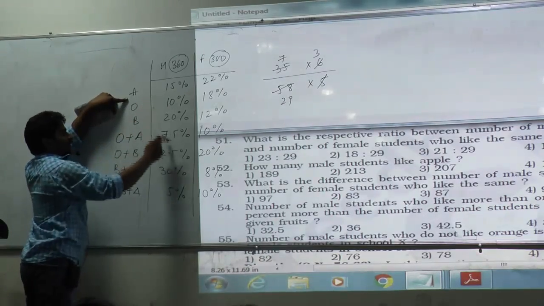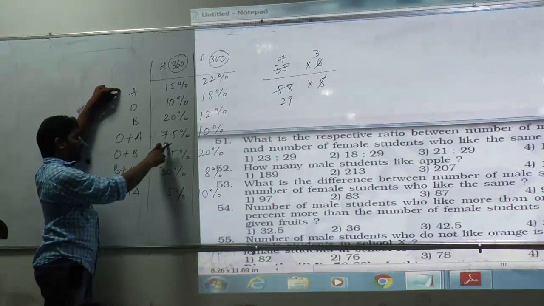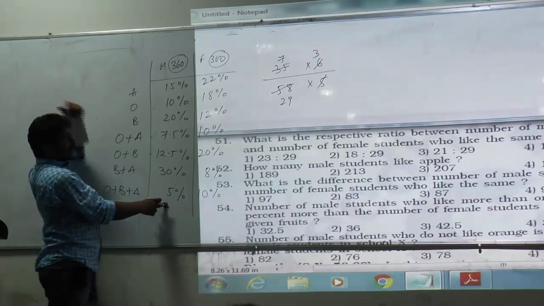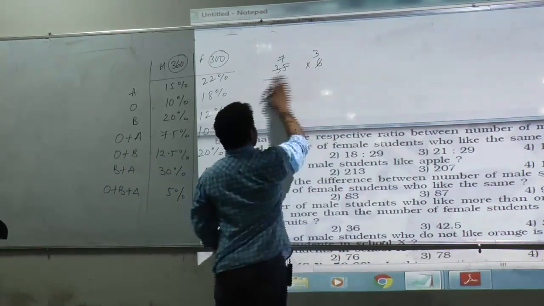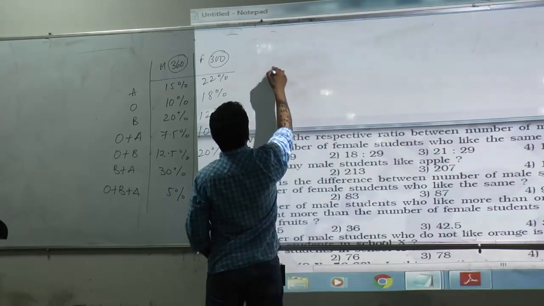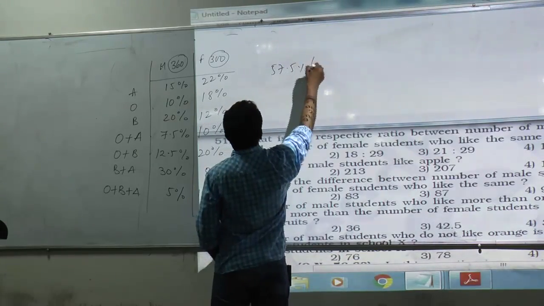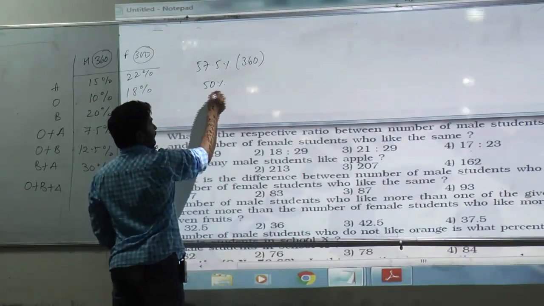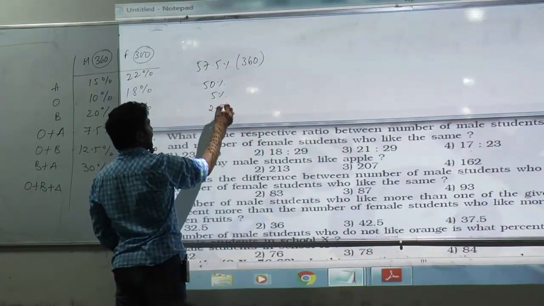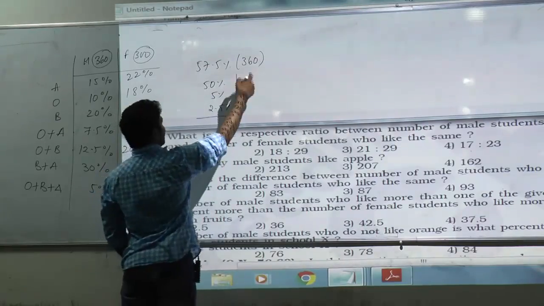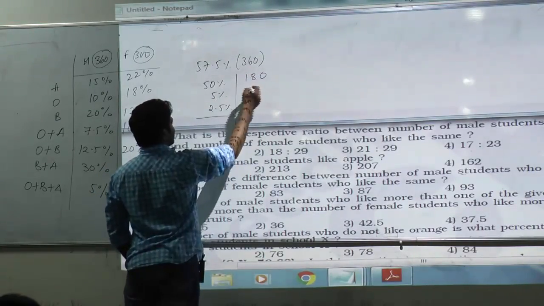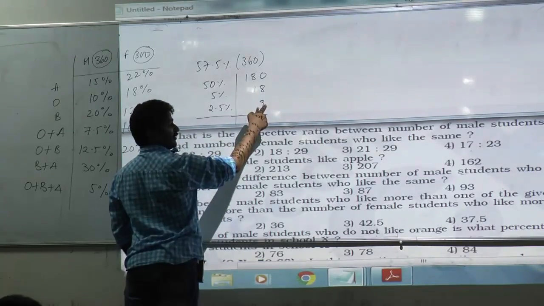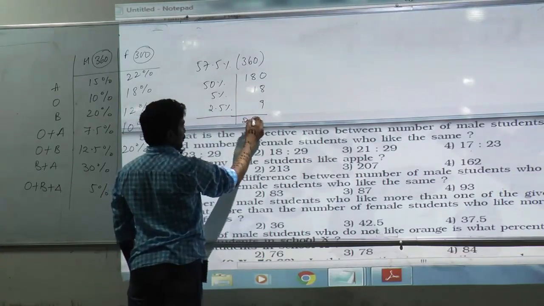This one, 22.5, 52.5, 57.5. So 57.5% of what? 57.5% of 360. 50%, 5%, 2.5%. 50% is 180. 5% is 18, 9, 27, 180. 207.